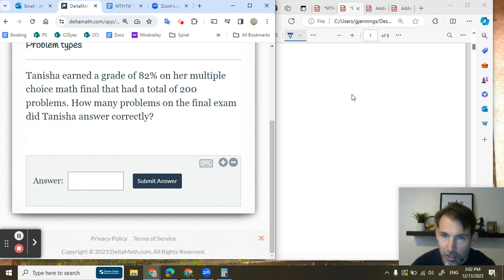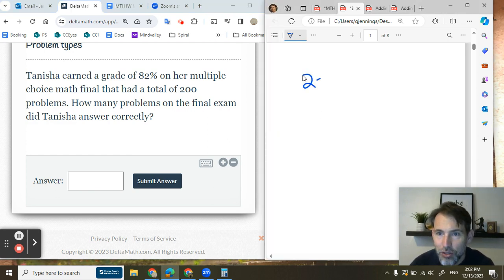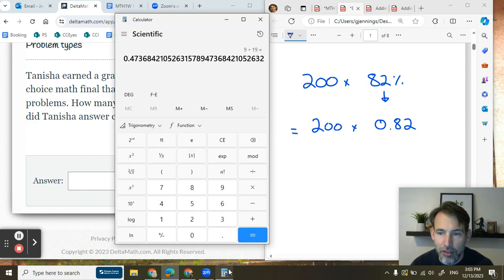And then here's how you do it. 200 total questions, multiply it by 82%. But then we're going to convert that percent to a decimal. Still 200 questions multiplied by 0.82. Then we do that on the calculator.